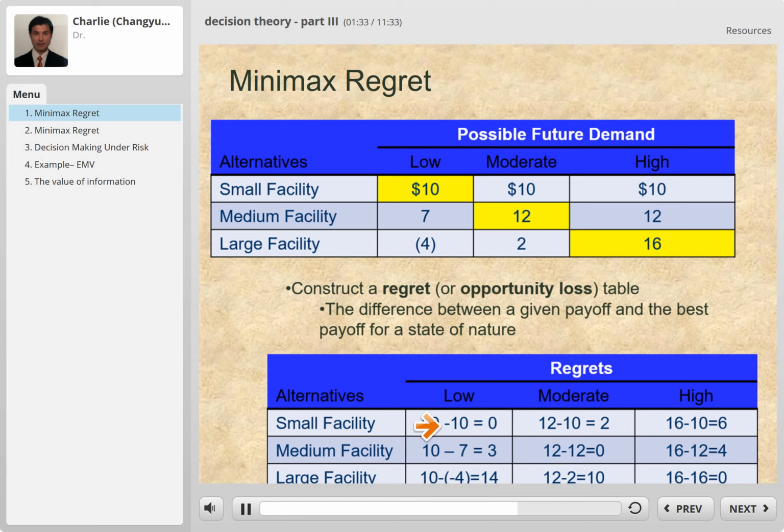Okay. The third one is the larger facility, which is negative 4. So the largest number here, 10 minus negative 4, is 14. We do the same thing for this column and this column. For example, for the high, we have 16 is the largest payoff. 16 minus 10 is a 6. 16 minus 12 is a 4. 16 minus 16 is a 0. So this is our regret table right here.